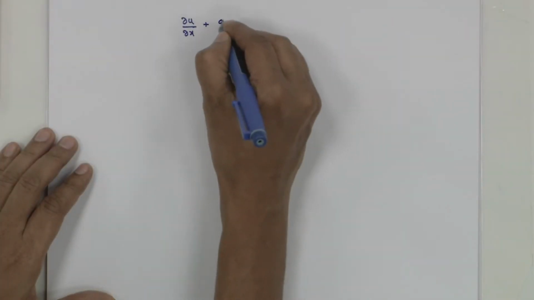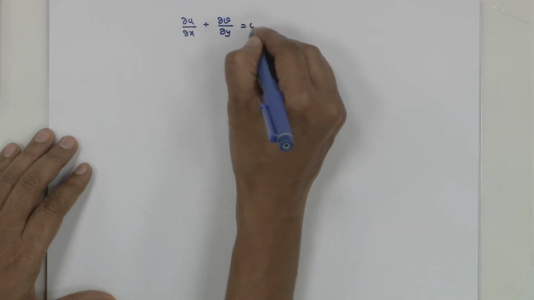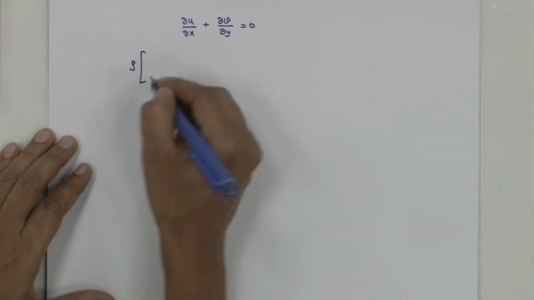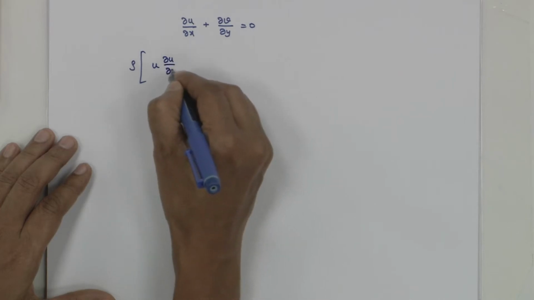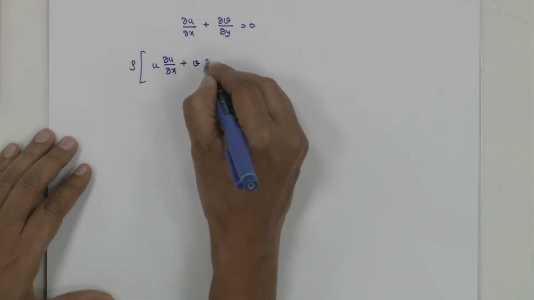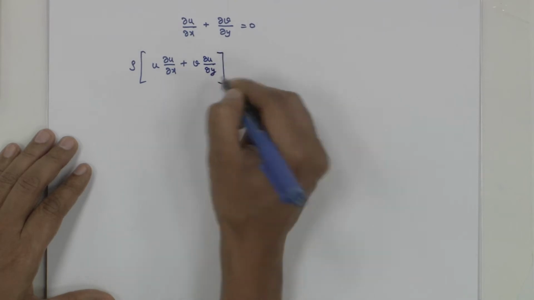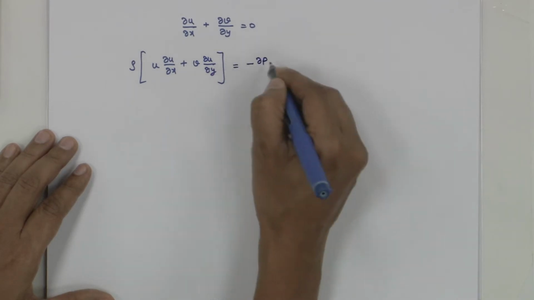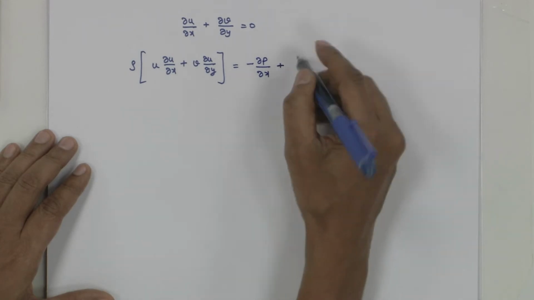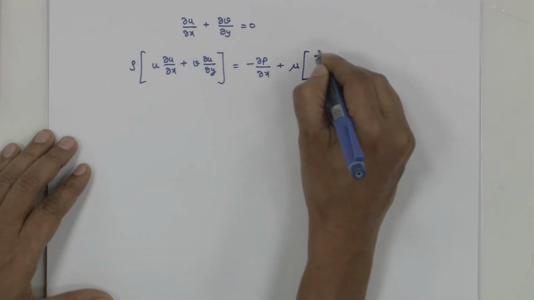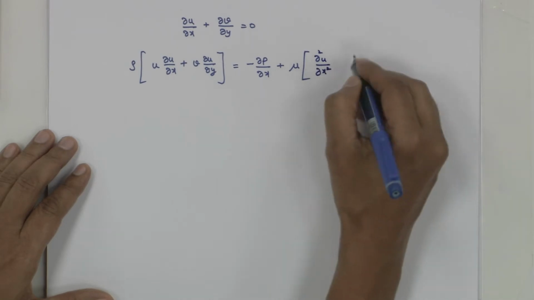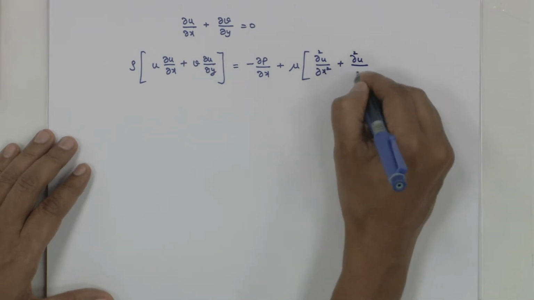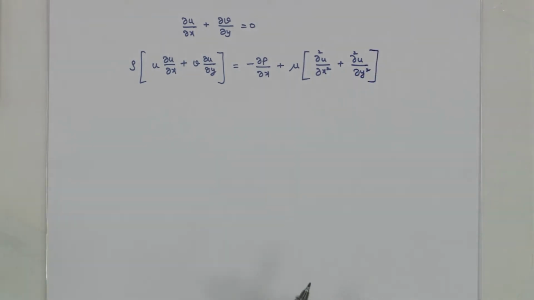As I said, it is constant properties, so the equations would reduce to del u by del x plus del v by del y equal to 0. Rho of u del u by del x plus v del u by del y equal to minus del p by del x plus mu into del squared u by del x squared plus del squared u by del y squared. This is the x momentum equation.